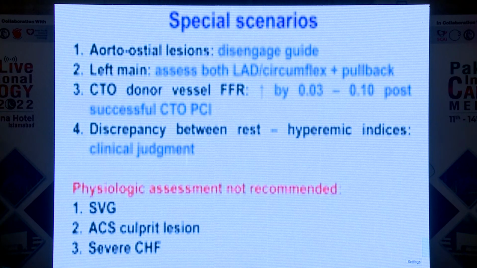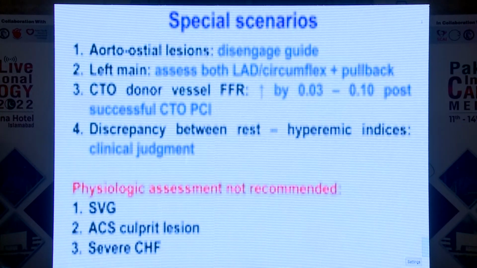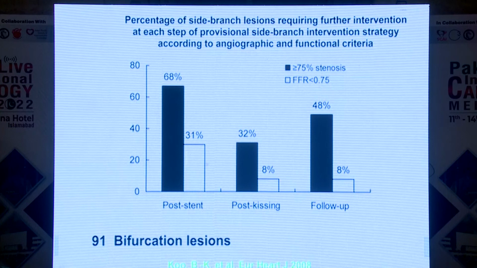If it's a tiny circ which has a tight lesion, that may not be significant. At 80% lesion, a tiny circ may not be significant, and at a 60% lesion, the proximal LAD will be significant. And if you have a discrepancy between rest and hyperemia, use your clinical judgment. And physiologic assessment is not recommended in vein grafts, no data. ACS culprit lesions, actually there is reasonable data in non-culprit lesions, and you can use it over there, not in culprit lesions themselves. And severe decompensated heart failure, you have to avoid it, because remember, you're assuming the venous pressure is 0 and in heart failure it is going to be elevated, so you're not going to have a reliable reading.